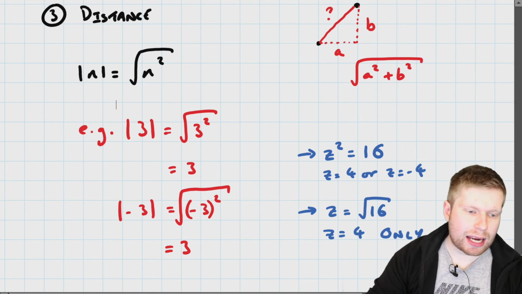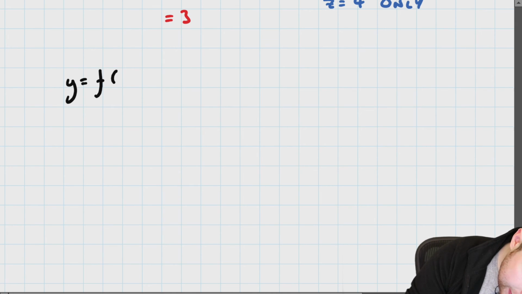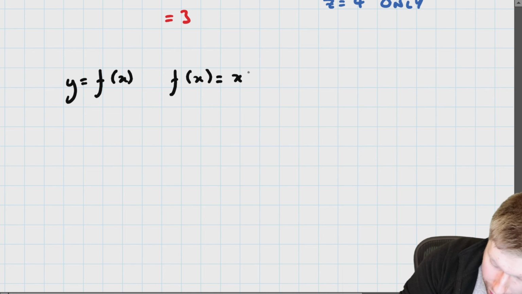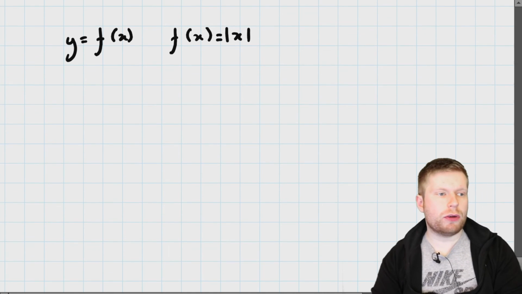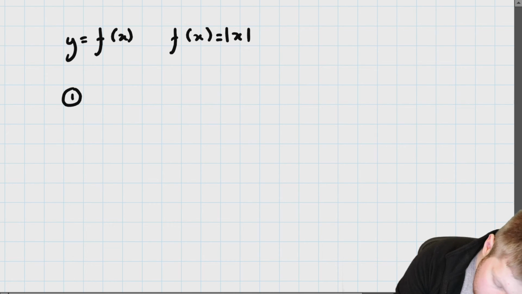Let me just summarize exactly what we've got there. So if I take a function, y equals f of x, let's say, and if that function is the absolute value of x, there's 3 ways that I can define this function. Number 1, it is the distance from the origin.